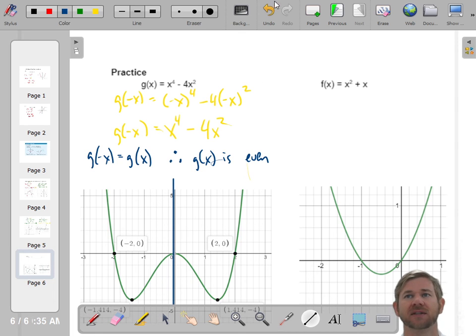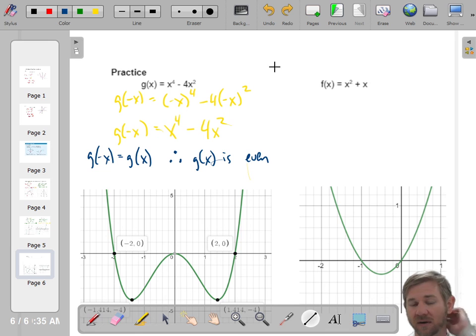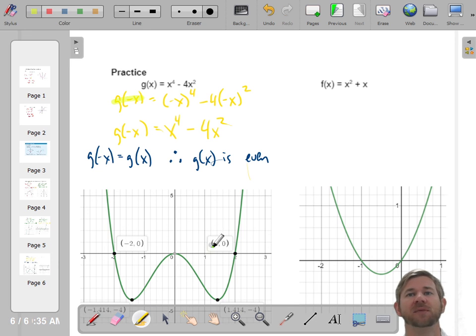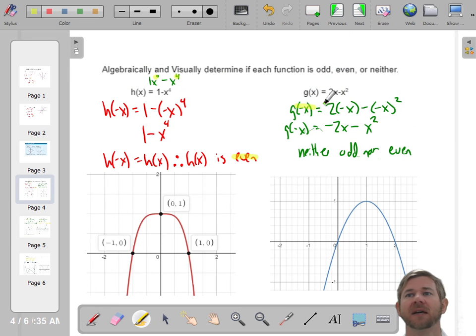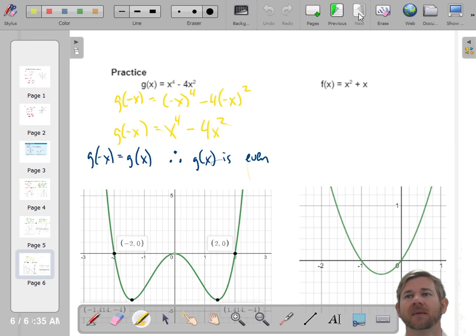You can see these are reflections of each other. It's a nice, pretty W for Wyatt. Yeah? Reflections about the y-axis mean the function is even, and the way you test it, you always plug in negative x every single time. Look, plug in negative x every time.